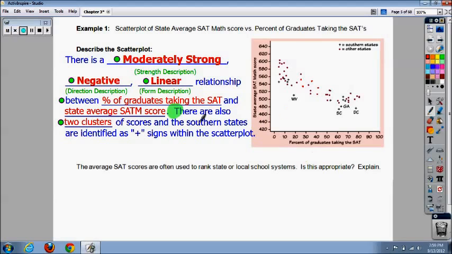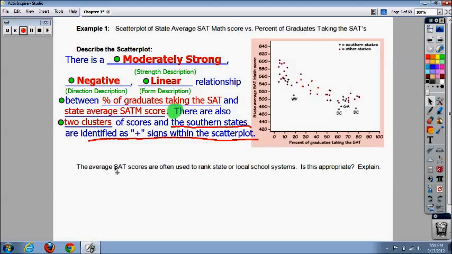And if you want to, this part right here where we talked about the southern states identified as a different symbol within the scatter plot, you're not always going to do this. Very rarely are we going to do this in class, where we're going to take some of our data and classify it by something categorically. Okay, but if you decide to do it, you have to mention it in your description of the scatter plot.